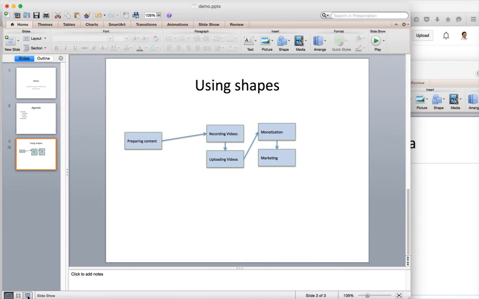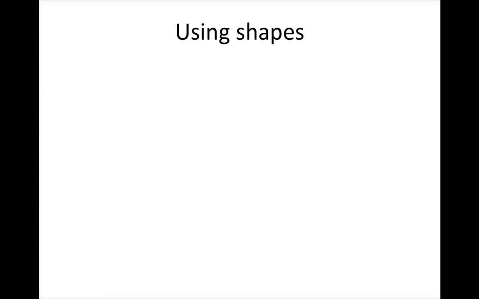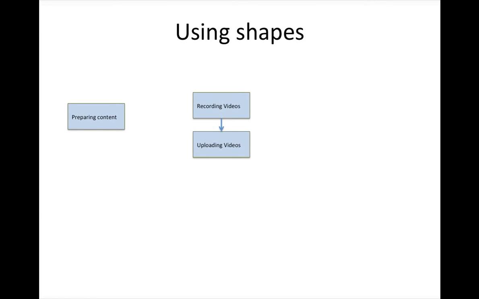On the bottom left corner there is the icon for slideshow. This one is the icon. You can click on that, and now you can click the down arrow or the mouse button. First it came preparing content, then the recording videos and uploading videos group, and then the arrow, and then the monetization marketing, and then arrow. So this is how you can use the animations along with the shapes and text and prepare your presentation.